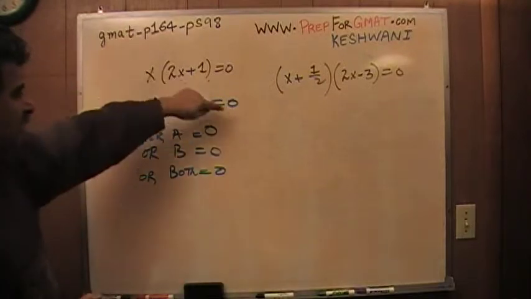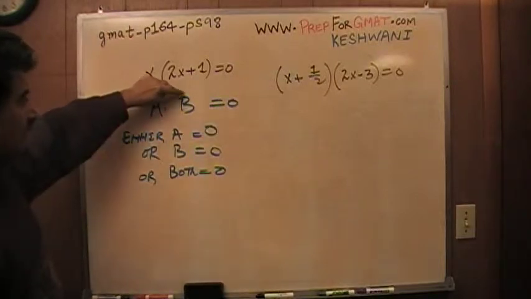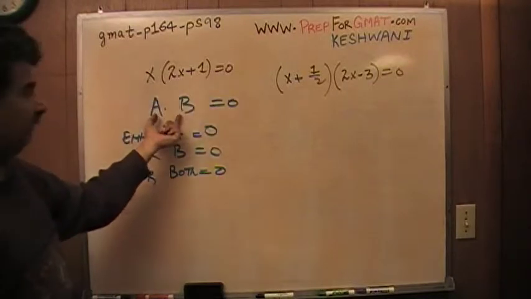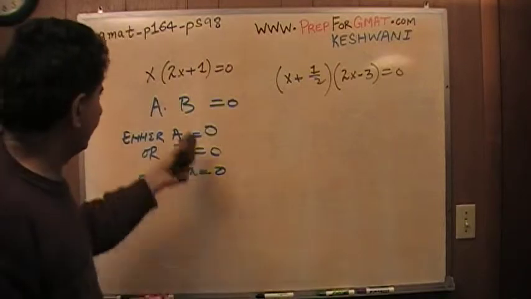If I have two quantities and their product is 0, either this guy has to be 0 and 0 times b would be 0, or maybe b is 0, in which case a times 0 would be 0, or maybe they are both zeros, in which case 0 times 0 is going to be 0. That's the only way the product is going to be 0. So that's what I'm going to do here.